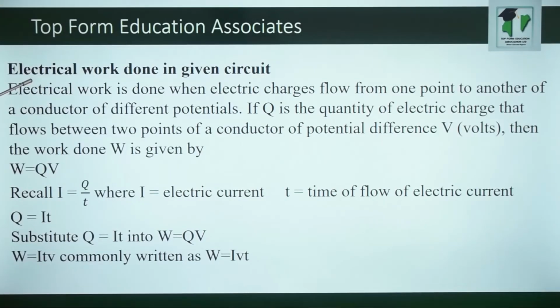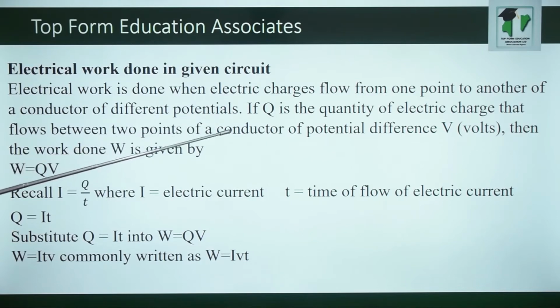Now I want to look at this subtopic, electrical work done in a given circuit. Electrical work is done when electric charges flow from one point to another of a conductor of different potentials. It means that as charges flow from a higher potential to a lower potential, electrical work has been done. Now, if Q is the quantity of electric charge that flows between 2 points of a conductor of potential difference V in volts, then the work done W is given by W equal to QV.